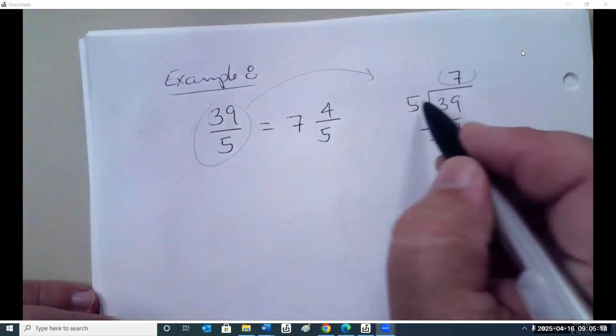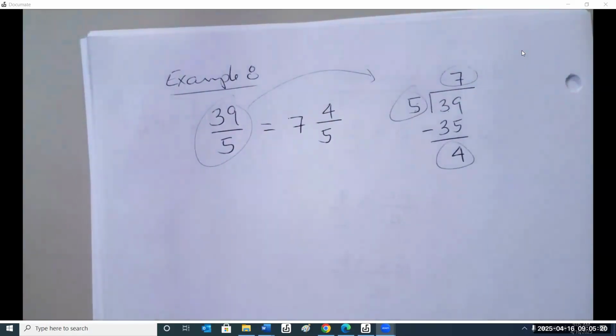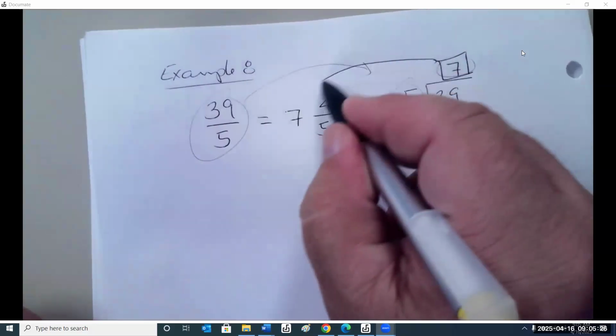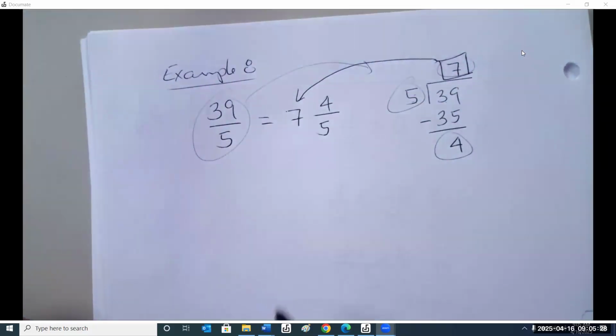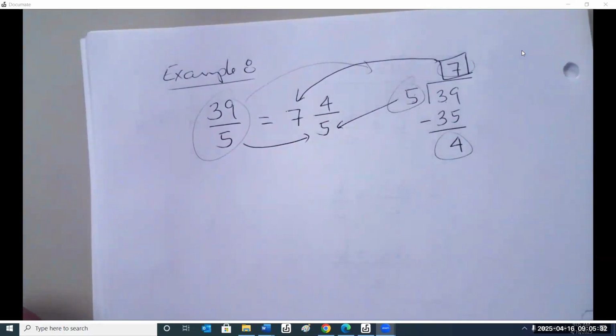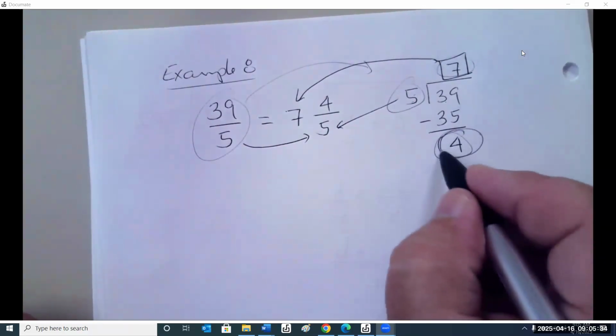You notice you have all the numbers you need right here. Whatever's up here is your coefficient. The denominator stays the denominator. Your remainder goes on top.